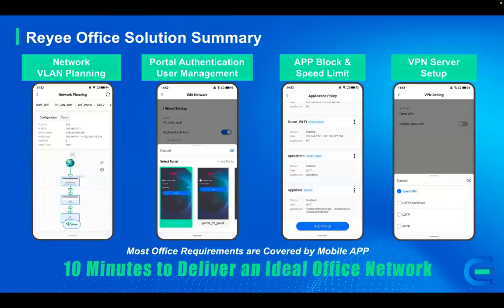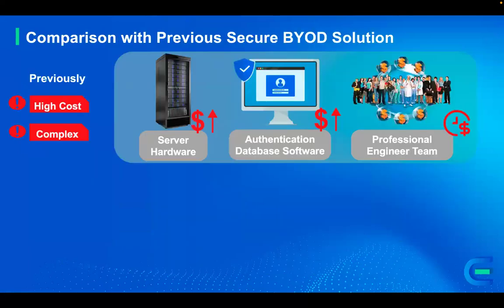So now we have covered the Ruijie Office solution. We get network VLAN planning and portal authentication. You can get application block and speed limit, and also the VPN server setup. You can go with OpenVPN, L2TP over IPsec, L2TP and PPTP. All these things you can configure within 10 minutes. This is for an ideal office scenario. We can configure everything within 10 minutes through the mobile application. And if you want to go with a web browser, you can configure this through the web browser also.